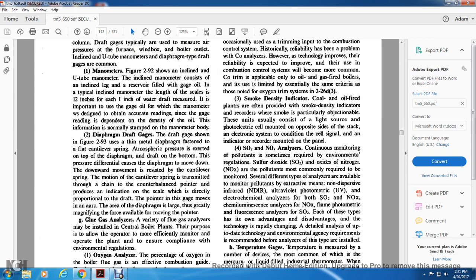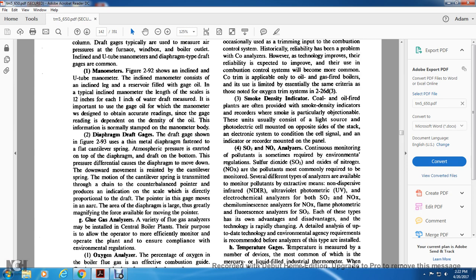The amount of sulfur dioxide and nitrogen oxide pollutants is sometimes required to be monitored by environmental regulation. Sulfur dioxide and oxides of nitrogen are the pollutants most commonly required to be monitored. Several different types of analyzers are available to monitor pollutants. Extractive means: non-dispersive infrared, ultraviolet, photometric, and electrochemical analyzers for both sulfur dioxide and nitrous oxide.